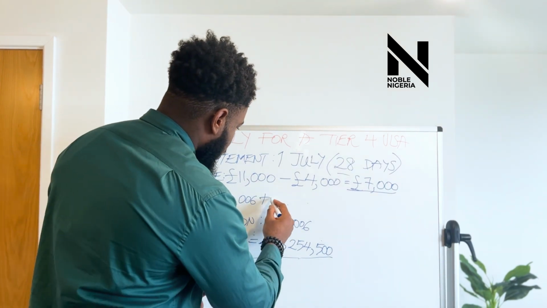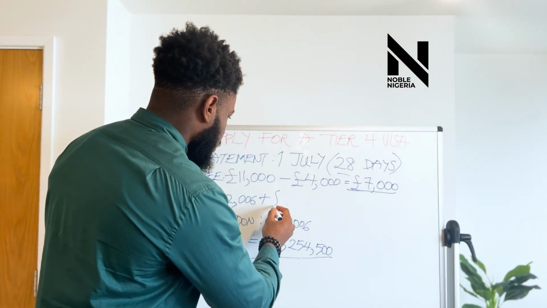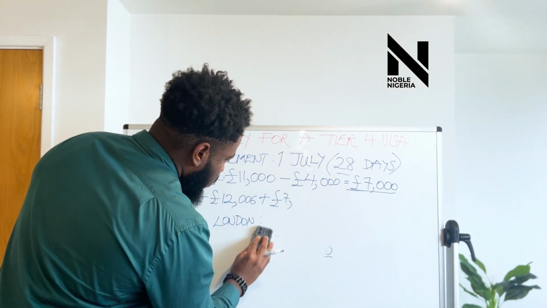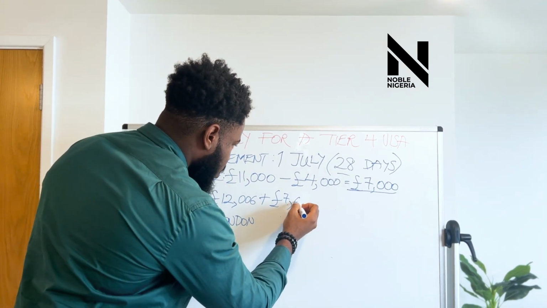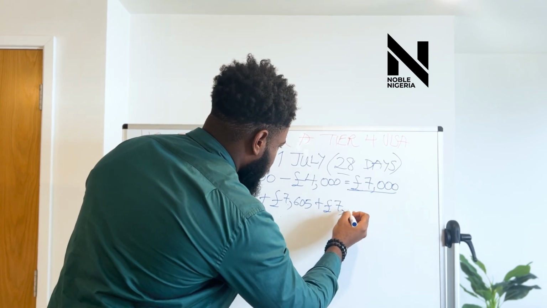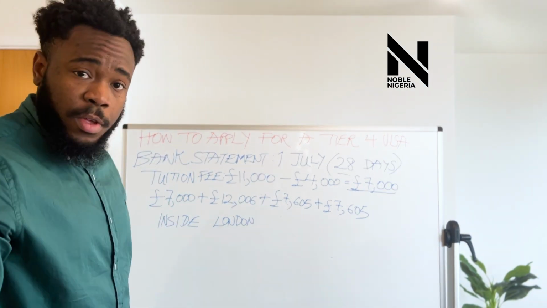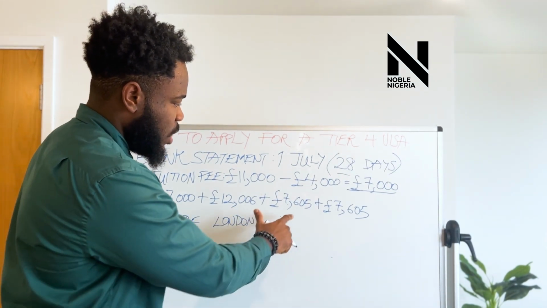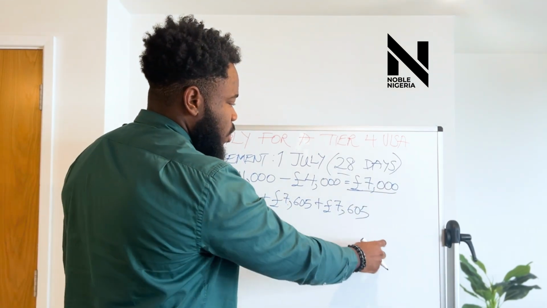So let's say again you have a wife, you have a daughter. So for your wife, right? For your wife, you have £7,605 plus for your child, for your daughter, for your son, 7,605, right? So if you're inside London, you need to have this tuition fee remaining, this for yourself, this for your wife, this for your child. If you have more children, keep on adding them. Child 1, child 2, child 3, child 4, right?